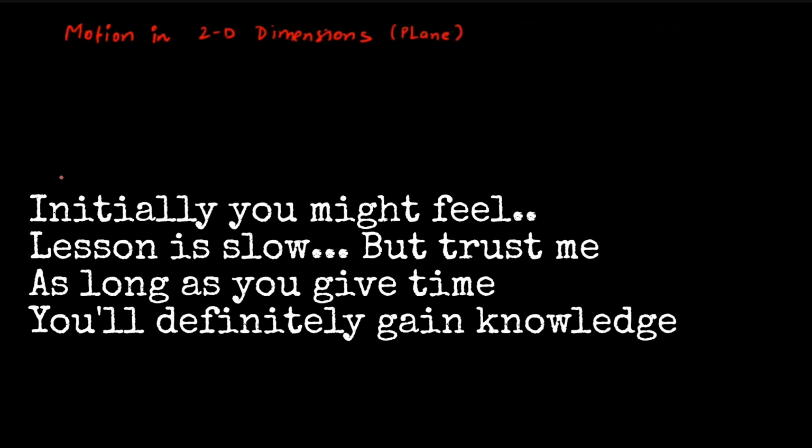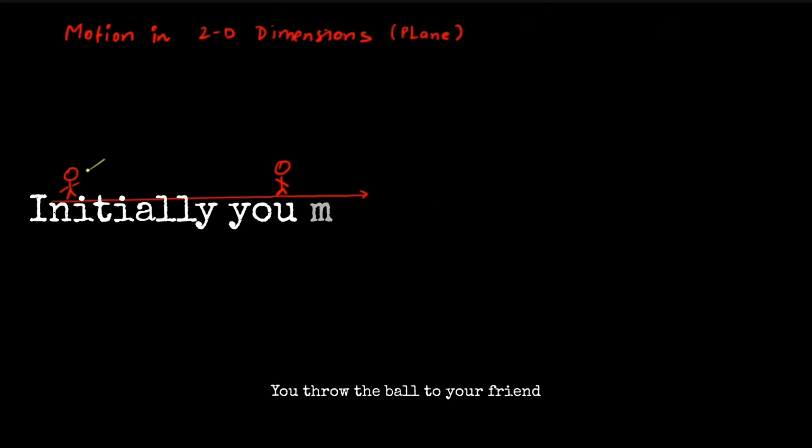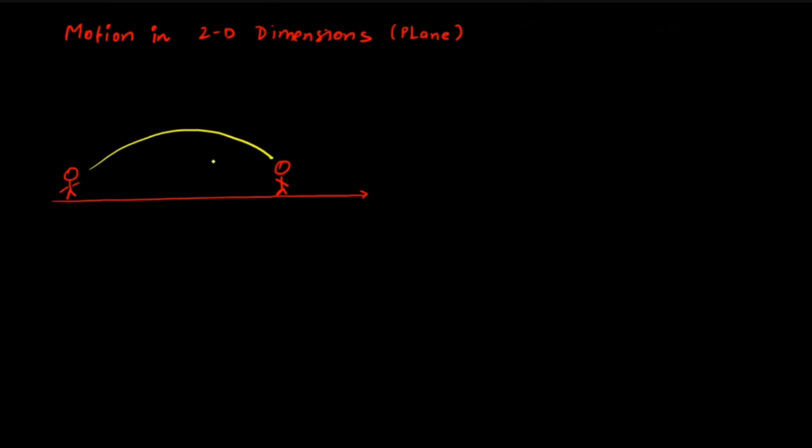Let me give an example. Suppose you and your friend are standing in a straight line, and you are playing with a ball in such a way that you throw the ball to your friend. Similarly, your friend does the same. If you look at the motion of the ball, that is an interesting one, because here the ball is moving along the plane, not a particular axis. If I consider that both of you are standing along the x-axis, the ball is also traveling along the y-axis at the same time.